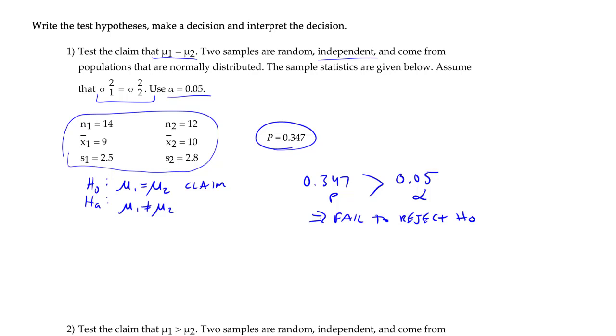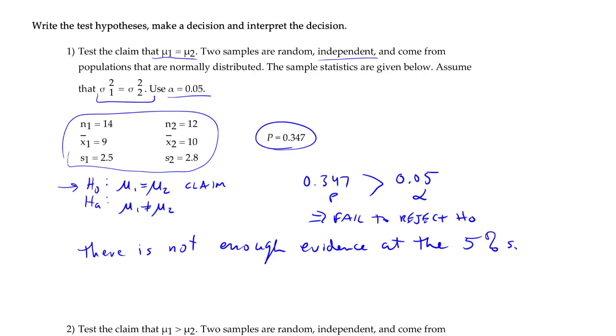So now we make our interpretation. What do we have here? We had the claim in the null. So that's a rejection mode. So we failed to reject it. So there is not enough evidence at the 5% significance level to reject the claim.